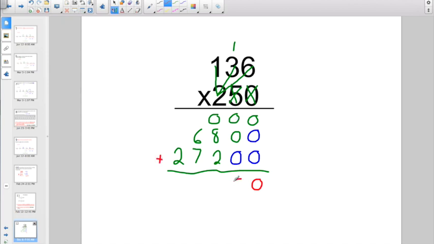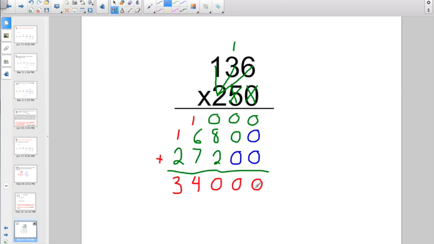0 plus 0 plus 0, hey, that's 0. 0 plus 8 plus 2, that's going to give us 10. So I write down my 0 and carry my 1. I'm just going to carry them up here, not up here where I multiplied. 1 plus 6 plus 7, that's going to give me 14. So I write down my 4, I carry my 1, and 1 plus 2, hey, that's 3.